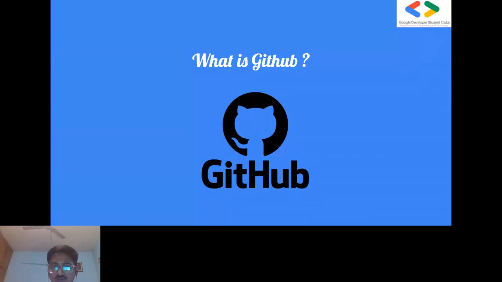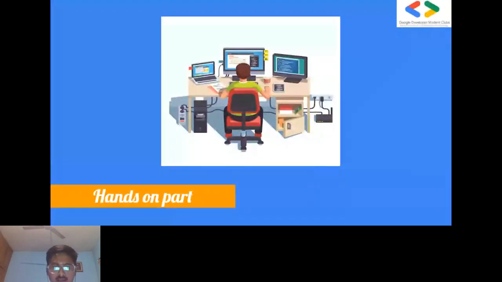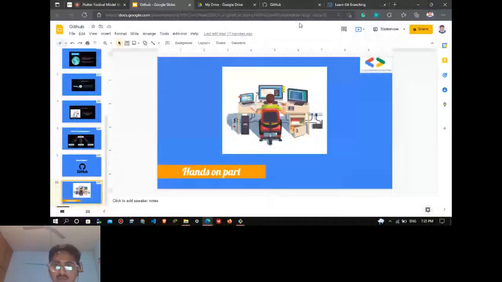So let's jump onto the hands-on part. Now just open up GitHub. Just type in github.com and click on the plus icon and select New repository.